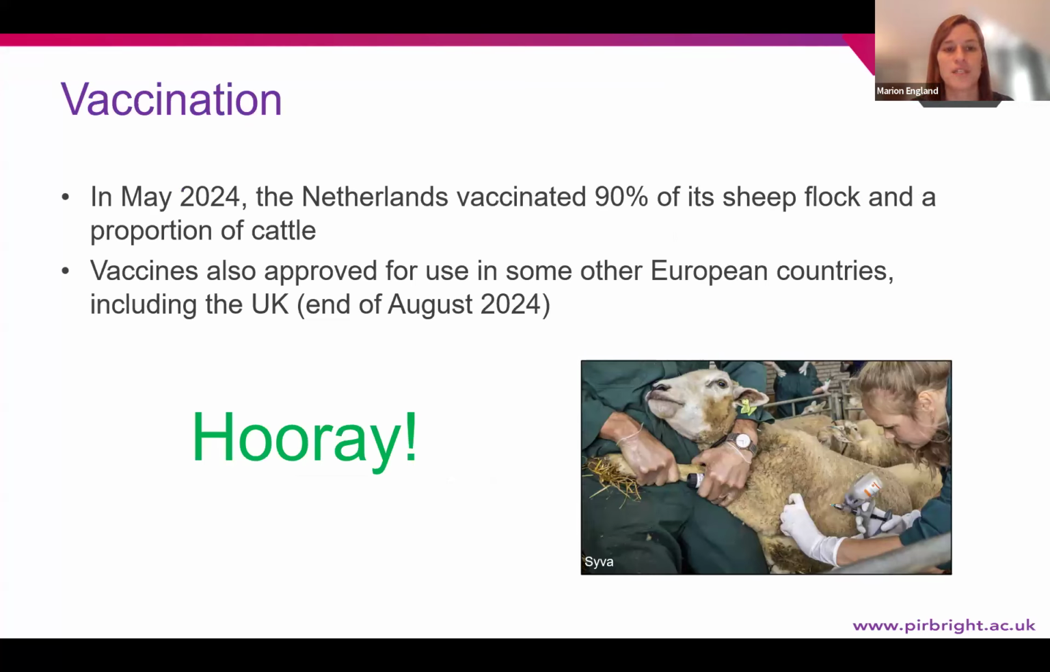So in May 2024, the Netherlands vaccinated 90% of its sheep flock with these 3 approved vaccines, and also a proportion of its cattle. And the vaccine was also approved for use under emergency license in other European countries, including the UK, at the end of August 2024. So this all sounded great. We thought we were out of the woods.